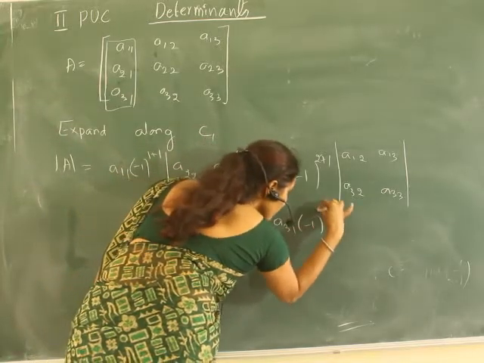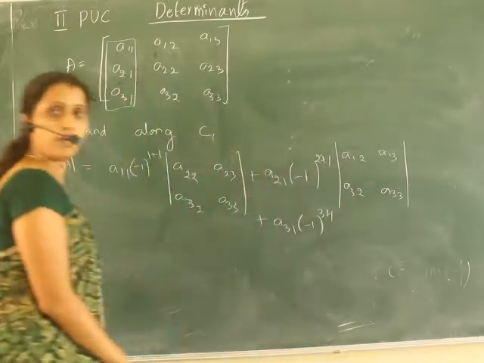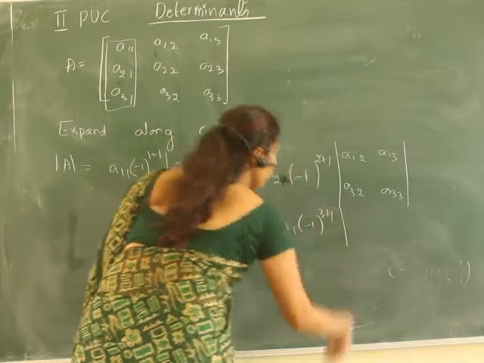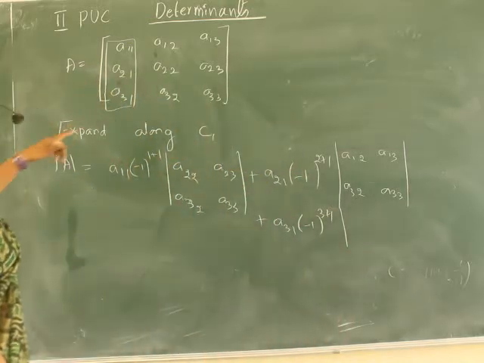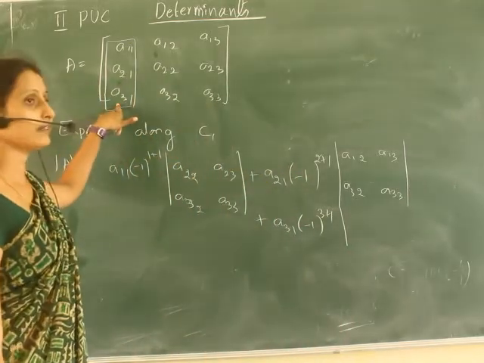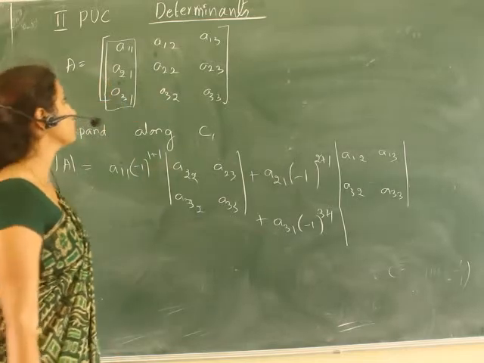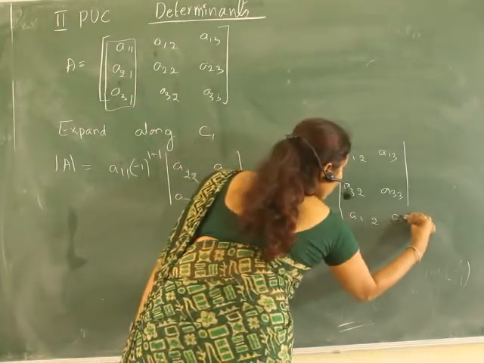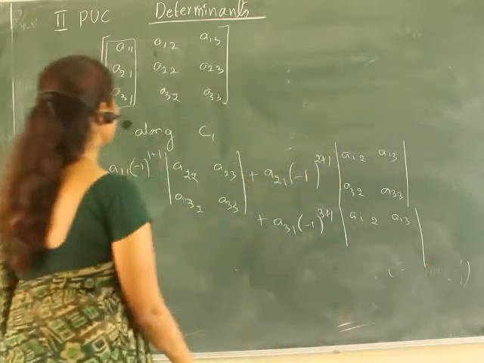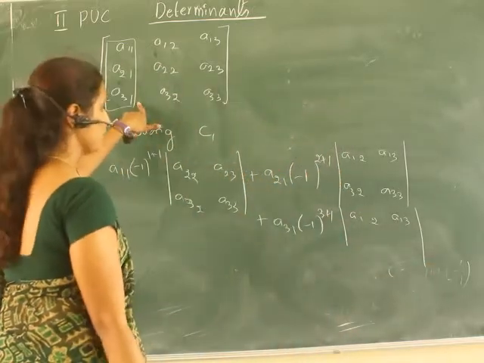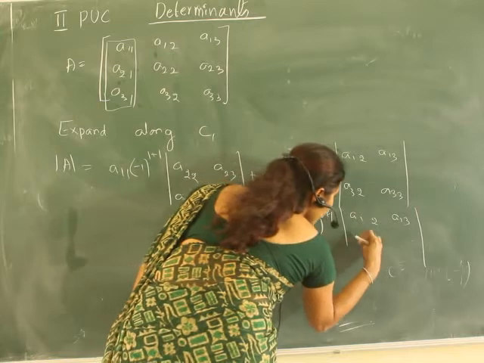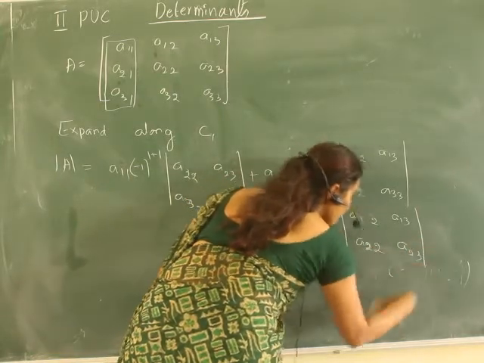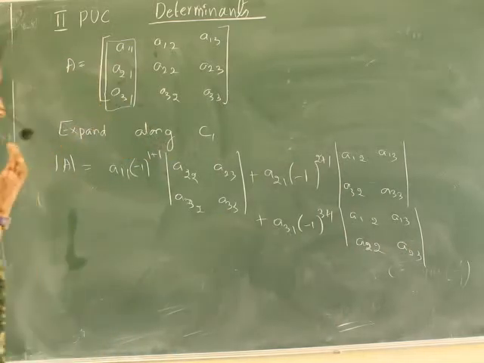into minus 1 to the power 3 plus 1, into the determinant obtained by deleting the third row and first column, that is A12, A13, then A22, A23. So this we obtain by expanding.